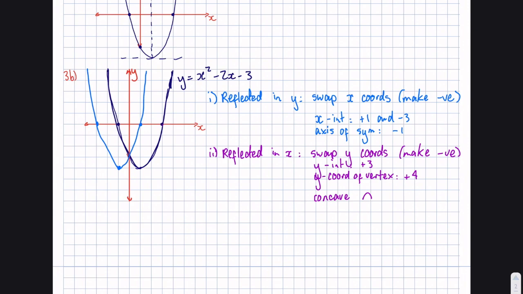So I've still got the same x-intercepts. My y-intercept is now +3. My y-coordinate of the vertex is now +4, but the axis of symmetry is still +1. So let me get rid of all those. They make it really messy. So now it's going to turn there. So now it's going to go down like that. And that.